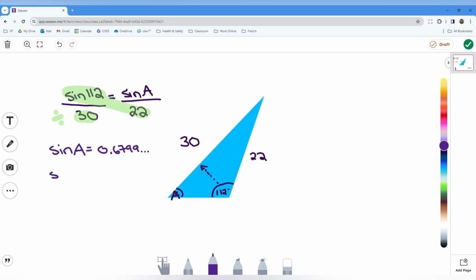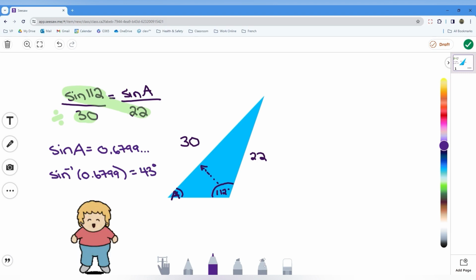So we want to hit that second function button and then the sine to get that little -1. And then I can put in the 0.67999 or whatever it is there. So let's go ahead and second function sine that 0.679. And I am getting 42.7655 degrees. Let's round it to the nearest degree, 43 degrees. All right, so we have found A in this corner here to be 43 degrees.